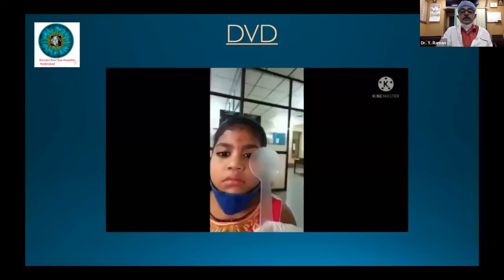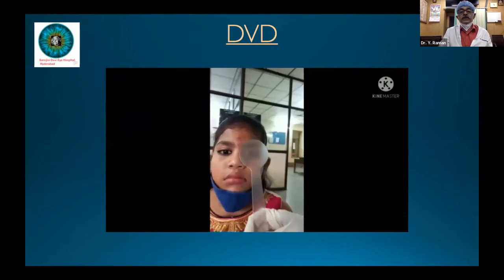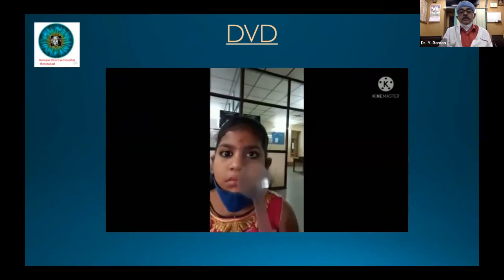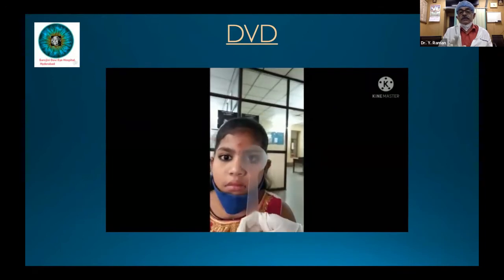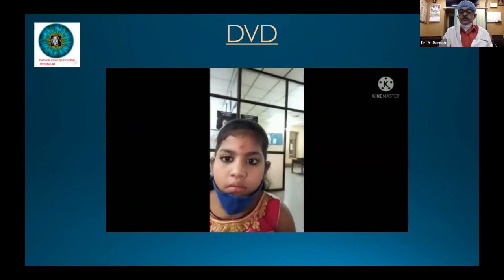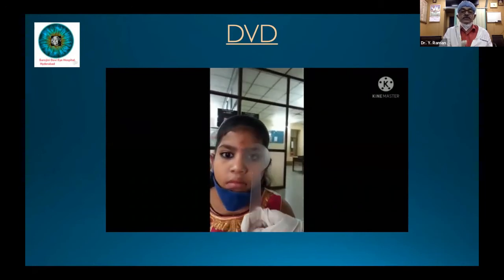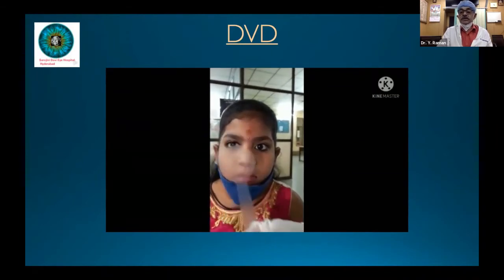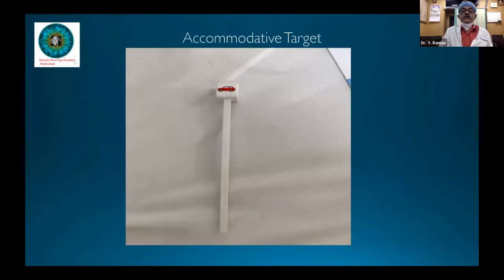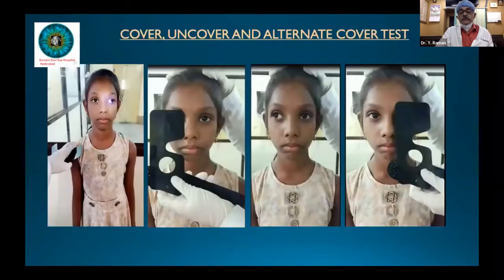And this video is showing DVD, wherein when you cover the left eye, it goes up. When you cover the right eye, it goes up. One eye goes up when you cover it, the other eye goes up when you cover it. But when you uncover, both eyes tend to move up, where Hering's law is not being followed. This is a typical feature of DVD, that is dissociative vertical deviation. So always use an accommodative target whenever you are trying to do a cover, uncover, or alternate cover test.